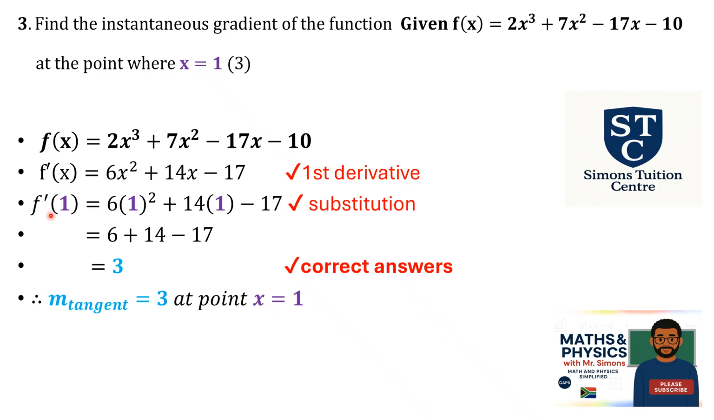Then in that first derivative, I'm substituting 1. So that becomes 1 squared. 1 squared is 1 times 6 gives me 6. 14 times 1 gives me 14, minus 17. That gives me 20 minus 17, which is 3. So the gradient of my tangent at the point x equals 1 is 3.